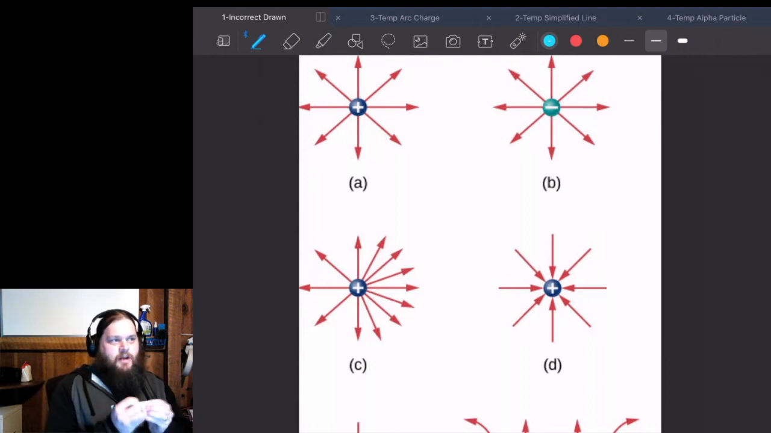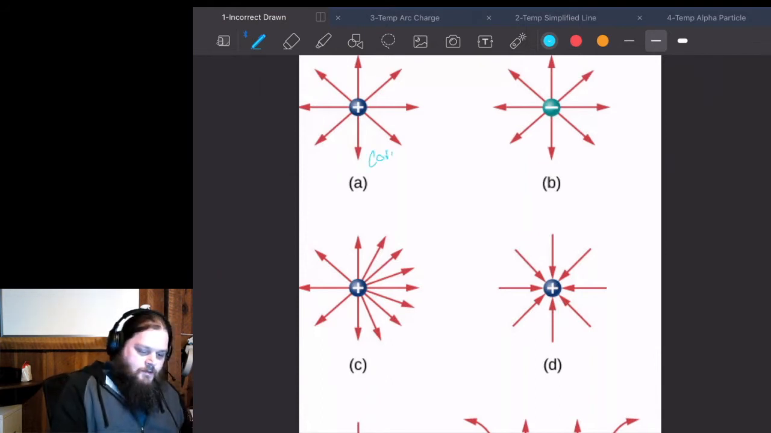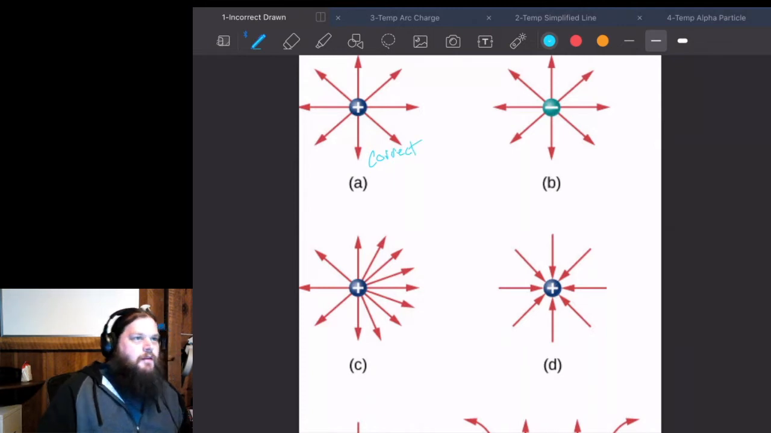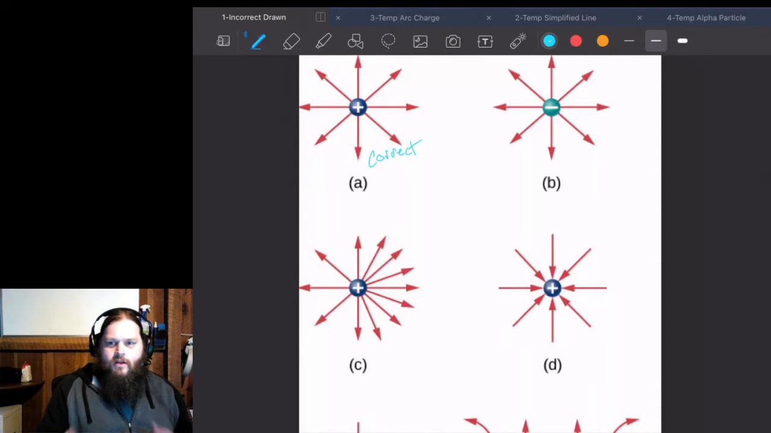In this case, it's a positive charge, which is radiating that electric field outwards in all directions. The magnitude and intensity is going to be the same in all directions. So I'm going to say this one's correct. Okay, everything looks good to me there. There's nothing weird about it. It's not asymmetrical or anything else like that.